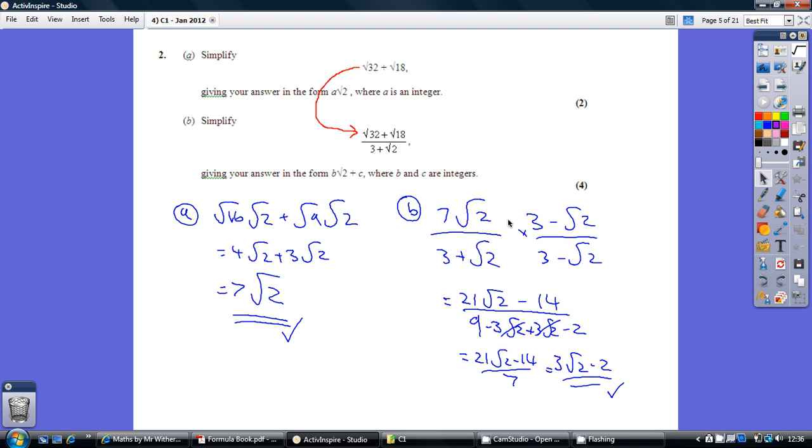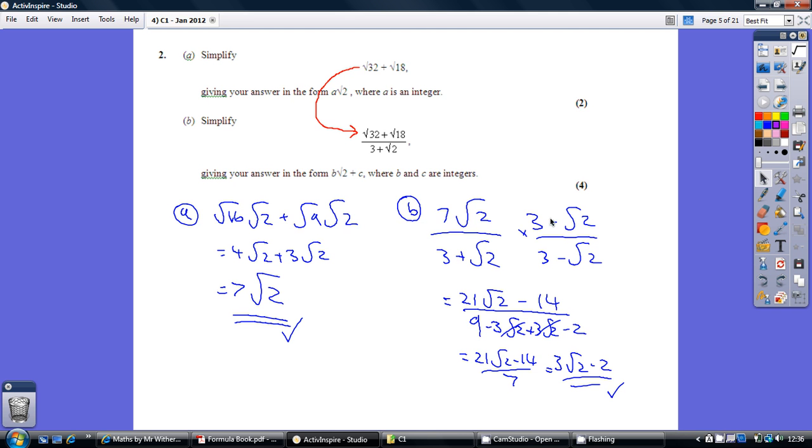So then we just have to work this across, so sort of picture brackets around these two. So it's really the claw to start off with. 7 root 2 times 3, 7 root 2 times minus root 2 gives us these two on the numerator, and then really we've got a pair of brackets on the bottom, so just do your FOIL, so 3 times 3, 3 times minus root 2, plus root 2 times 3 and plus root 2 times minus root 2 gives us these 4 terms on the bottom.